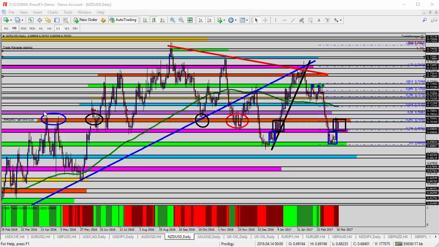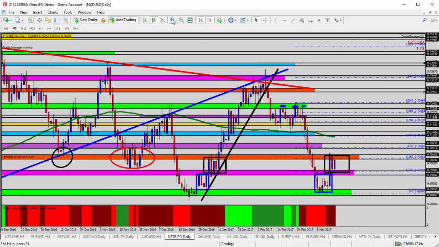So again, you look at the blue circle on the left hand side, resistance is clearly seen there. The black circle right here just to the right of that, we see a little bit of resistance and some congestion around that area. You go back to the next black circle and you see support in that area. And then of course the red circle, congestion. There was some support, there was some resistance. It waffled on both sides of it before finally reversing and going back up.